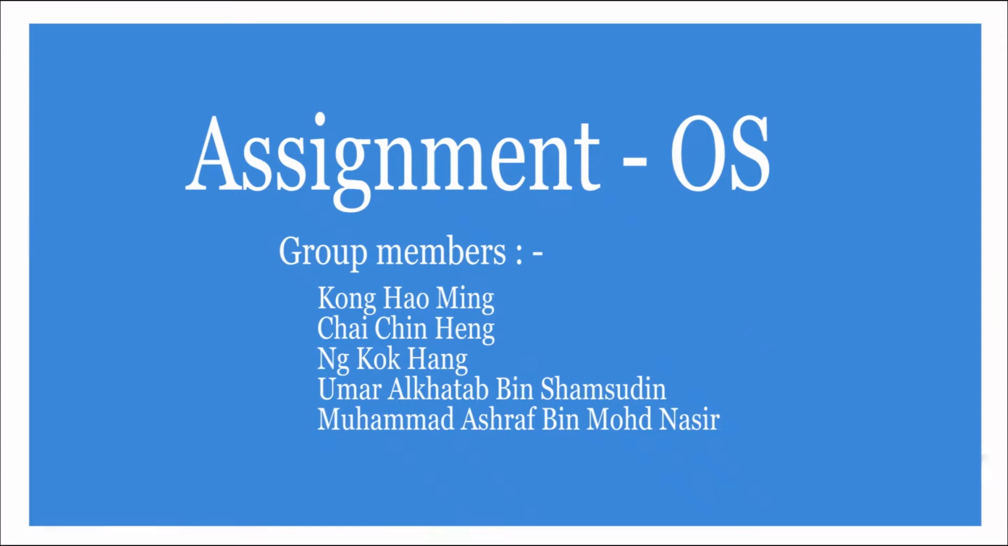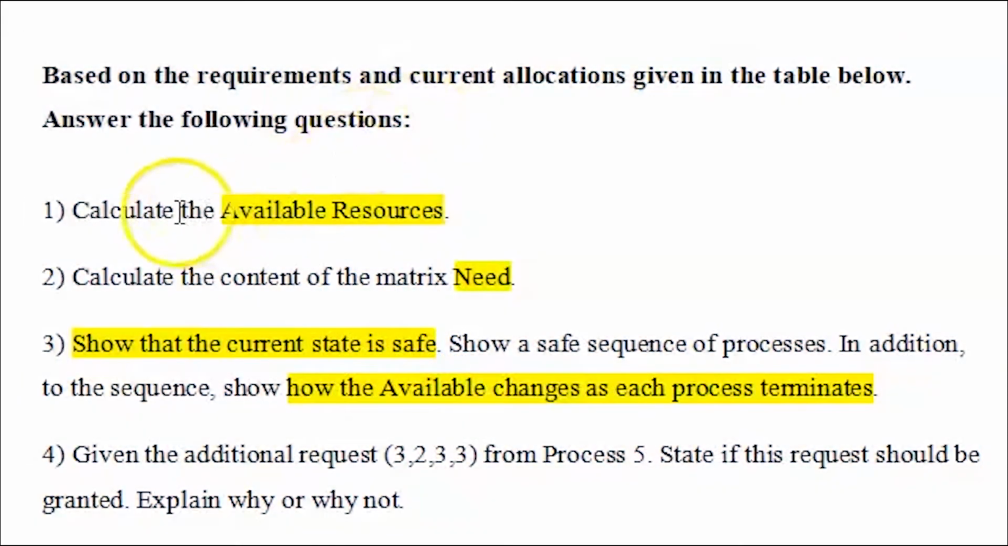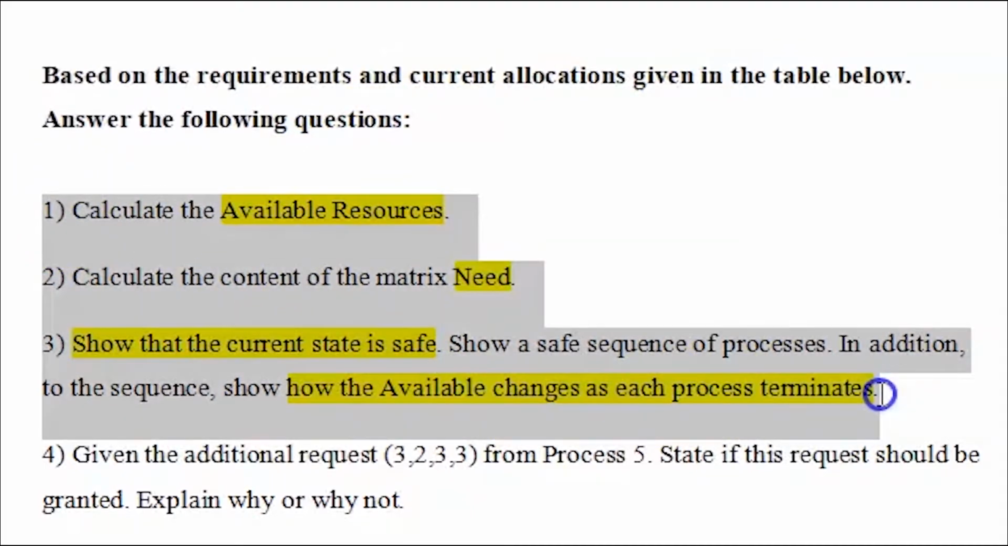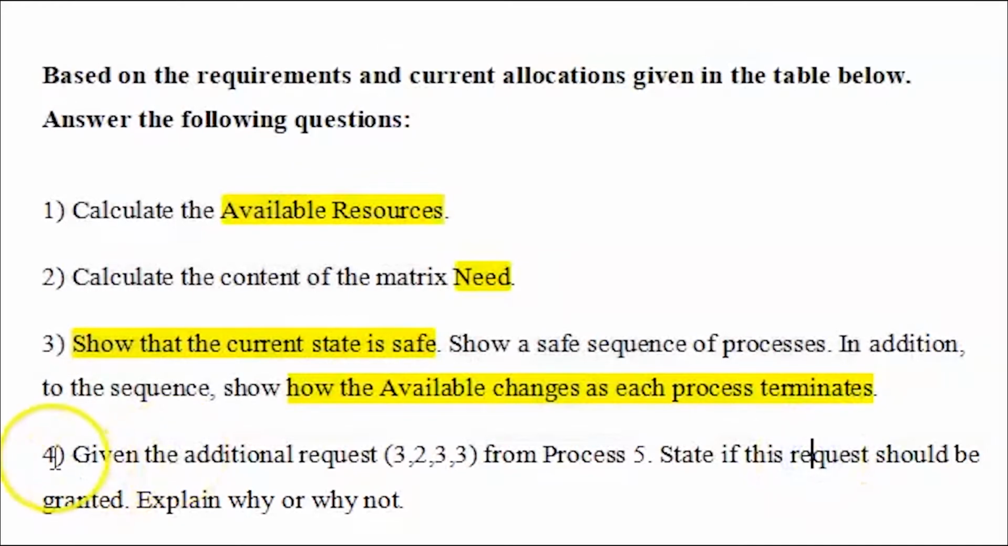So today we're going to be checking if the system is in a safe state or not, and if deadlocks occur or not. These are the questions that have been provided. I'm going to do question 1 to question number 3, and question number 4 will be done by another member. So the first question is asking me to calculate the available resources.